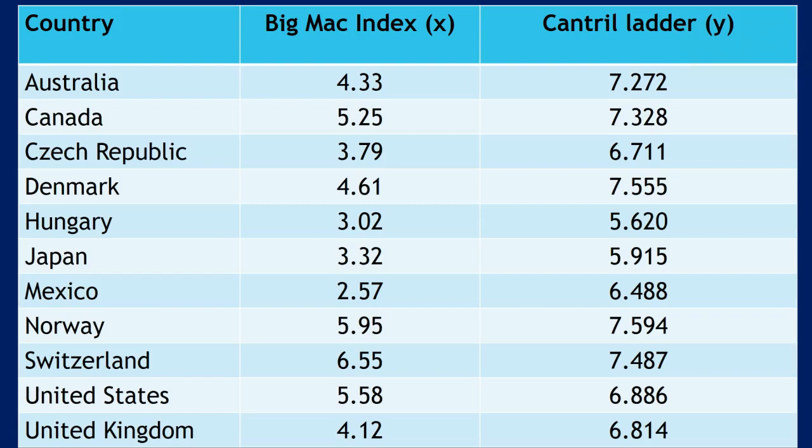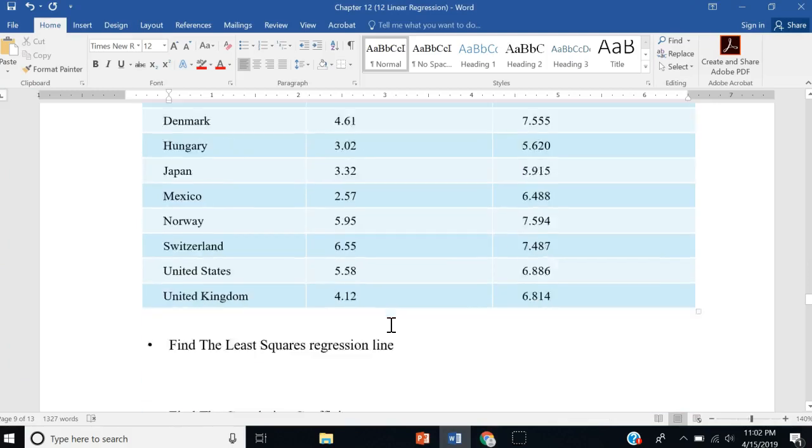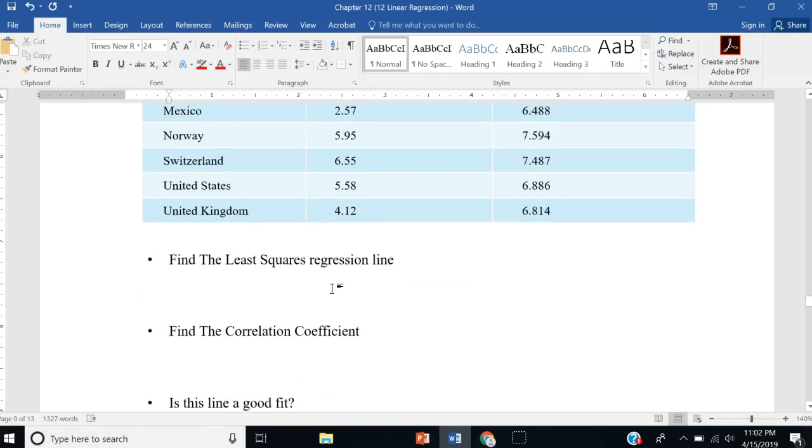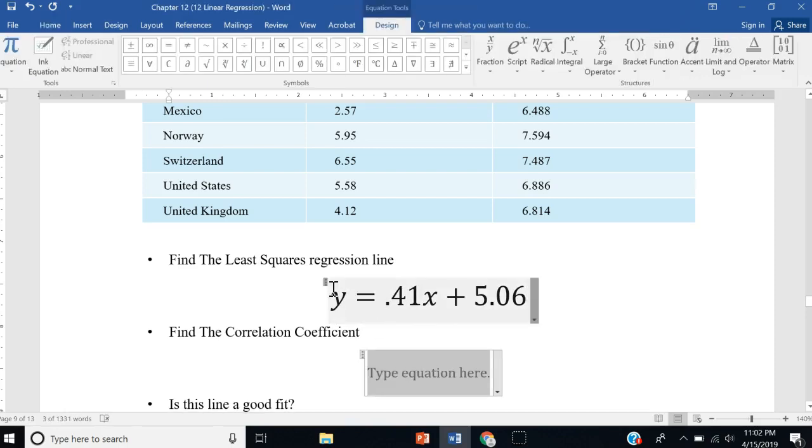So hopefully you went ahead and did that. I'm going to switch over to the other notes. When I did this, my least squares regression line came back as y equals 0.41x plus 5.06. And my Pearson correlation coefficient came back as 0.7790. It's actually 0.778975 and so on, but when you round it to 4 decimal places, it goes to 0.7790.